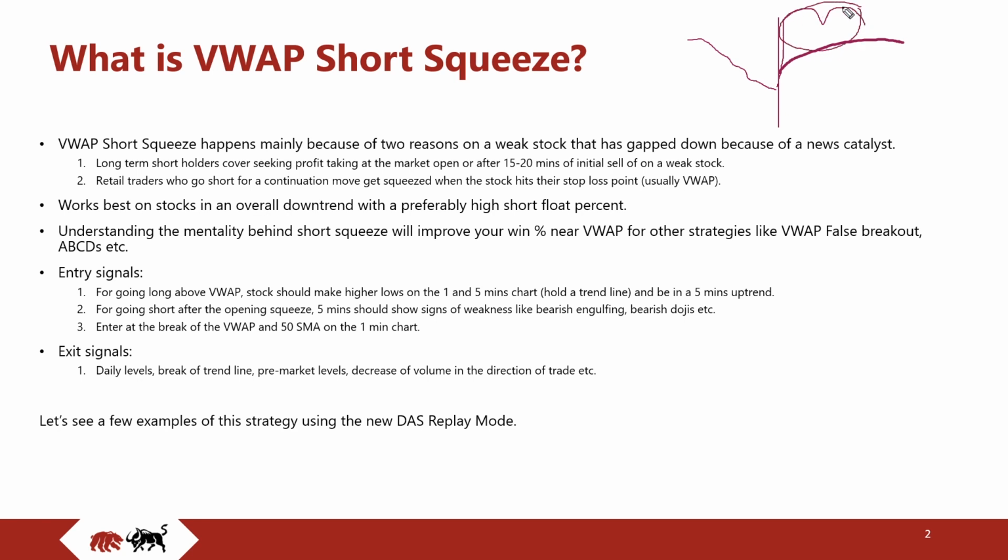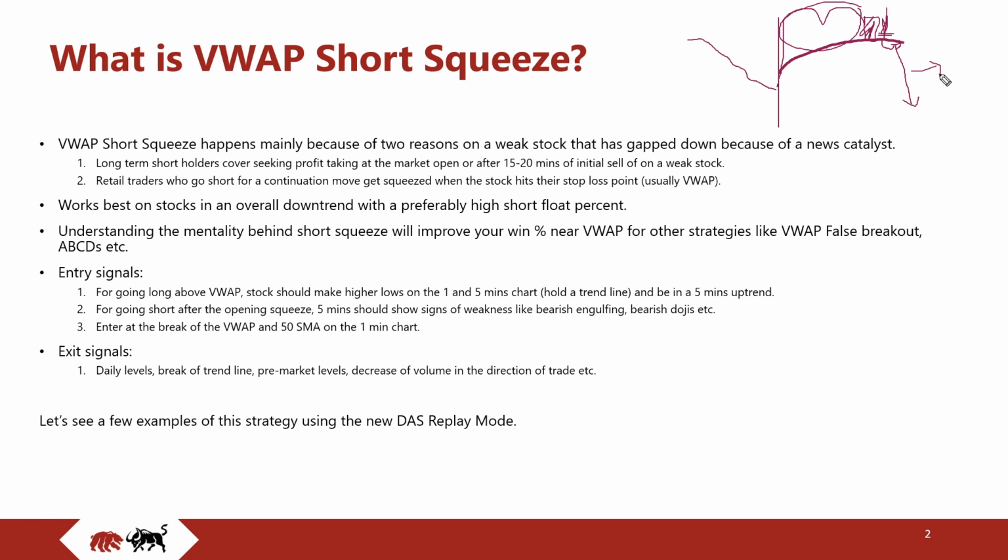This means that the long-term short holders are covering, seeking profit taking at the market open. After the first 15, 20, 30 minutes, the stock makes a bearish engulfing candlestick, or it makes a bearish doji, and the stock was already gapping down. So what you can do is take it short below the VWAP and below the 50 SMA for a continuation move down.